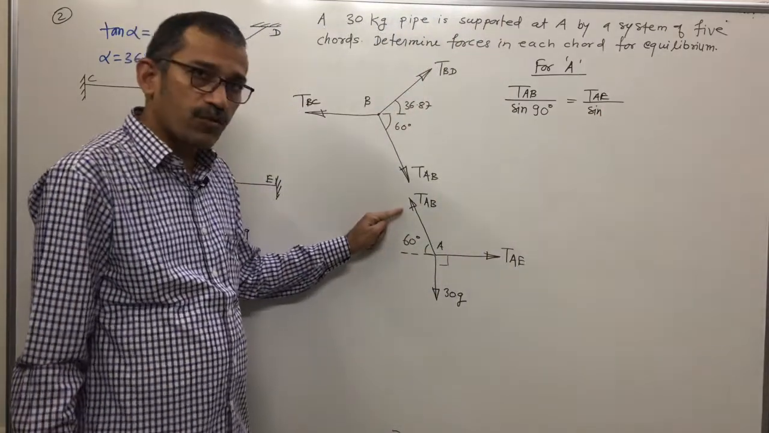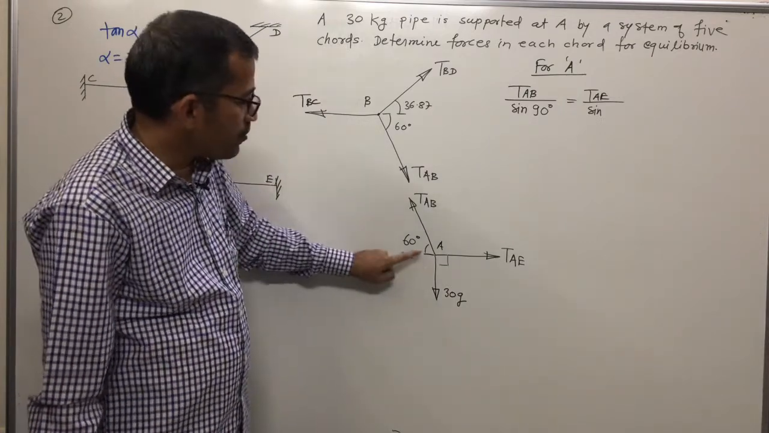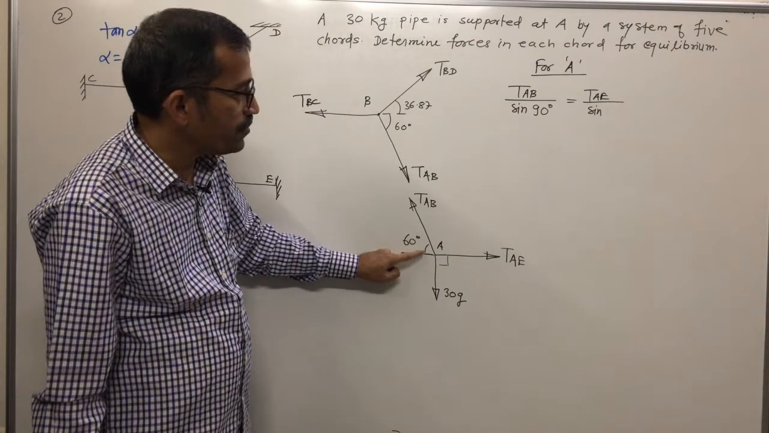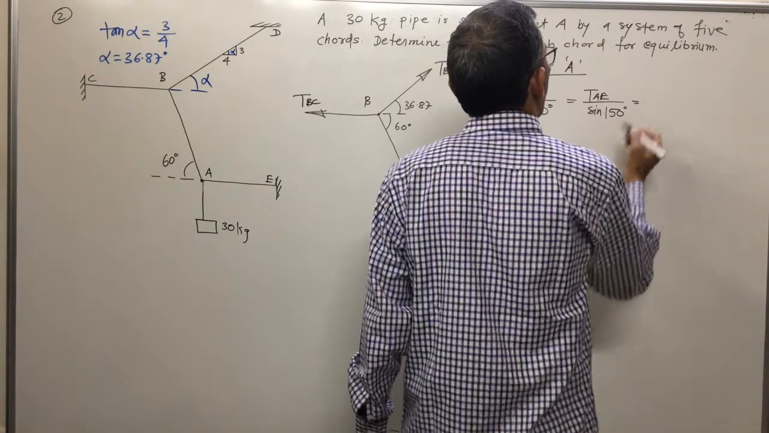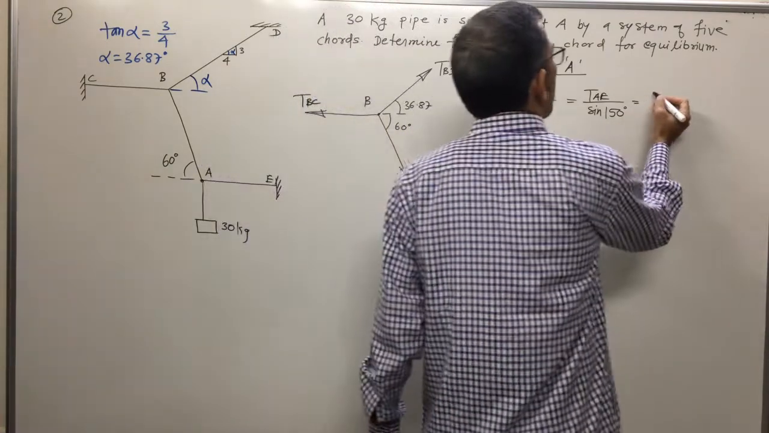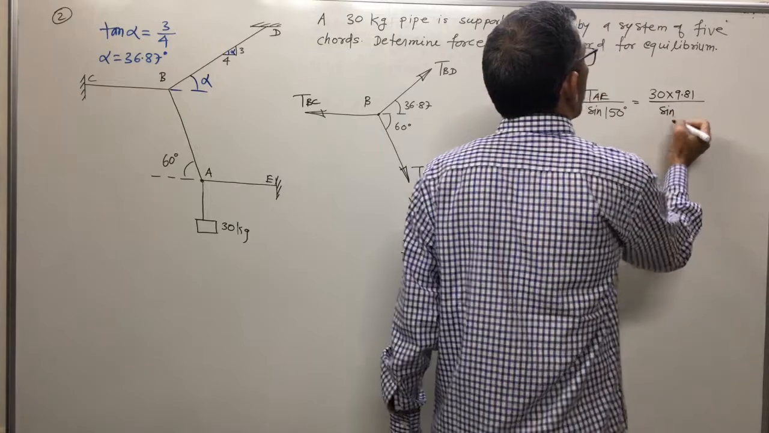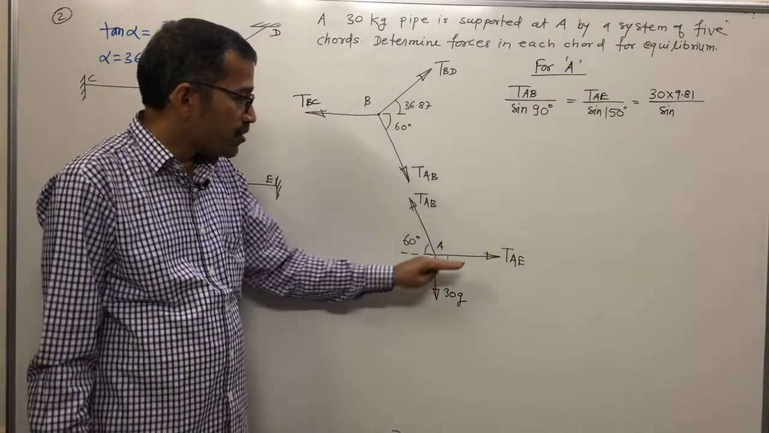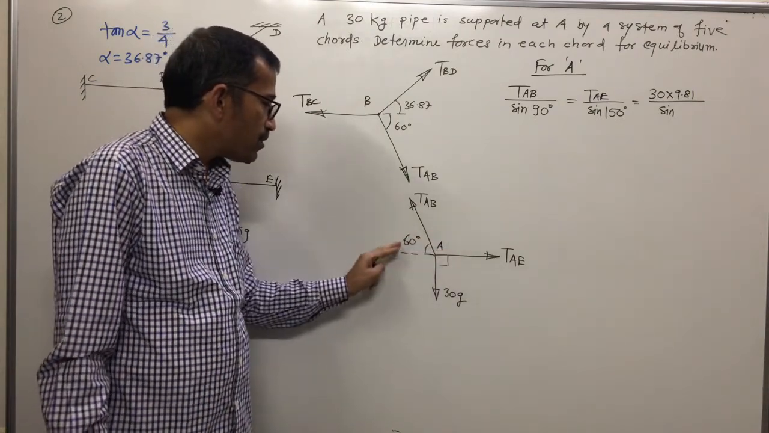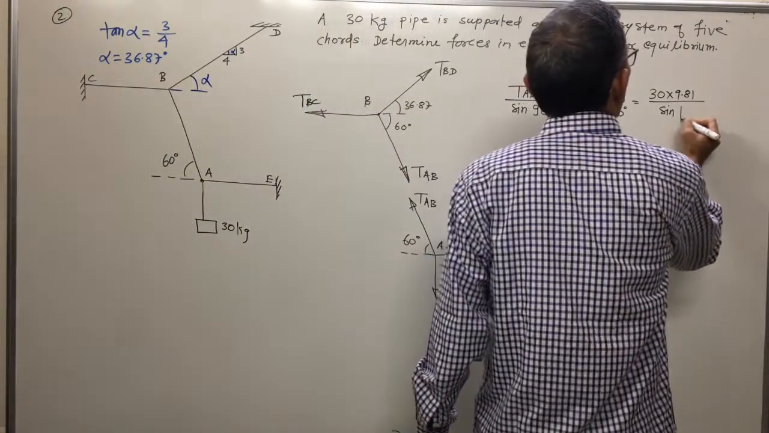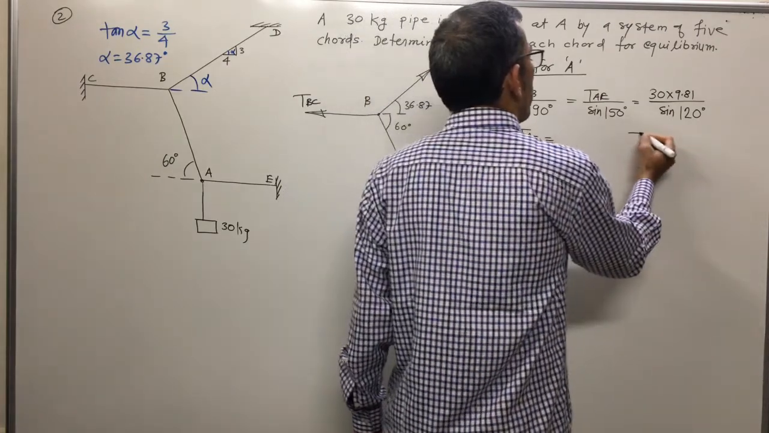TAE, if we write this one, equals TAE upon sine of which angle? The angle between the other 2. Other 2 means TAB and 30g. What angle? 90 degrees plus 60, 90 plus 60 is 150. TAE upon sine of 150 equals 30g. g means 9.81, right? Divided by sine of which angle? The angle between the other 2 forces, 30g upon sine of this angle. 180 minus 60 is 120. Now using a calculator, easily TAB and TAE are possible.